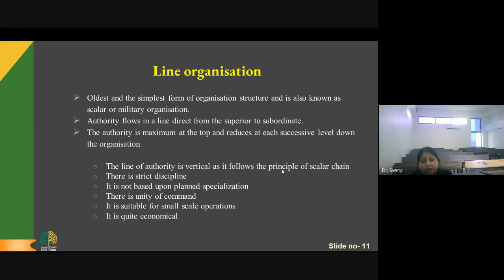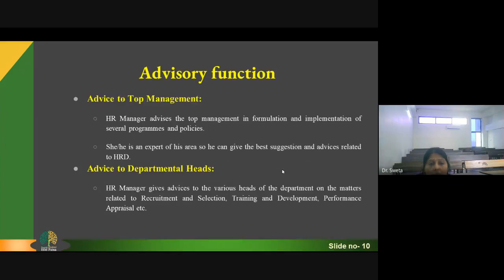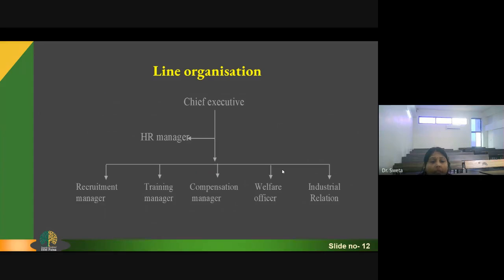If we talk about the characteristics of the line organization, there is strict discipline in this form of organization. Also, it is not based upon specialization, and there is a unity of command. It means the authority is maximum at the top, and from the top, everything is being controlled. It is generally suitable for small scale operations, and it is also quite economical. Here we can have a framework of the line organization.